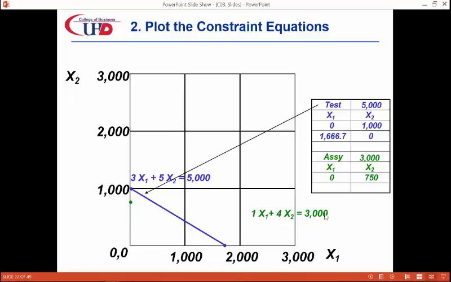Again, let's make x2 equal to 0, so not producing multi-max at all. Now, since each max requires 1 hour of assembly, 3,000 assembly hours can produce at most 3,000 units of max. We have the second intercept for assembly on the x1 axis. Connect them together. Okay, that is the assembly constraint line. That is the end of step 2.